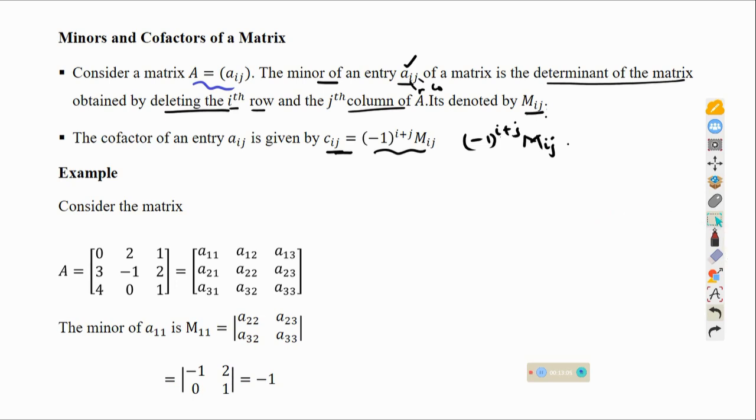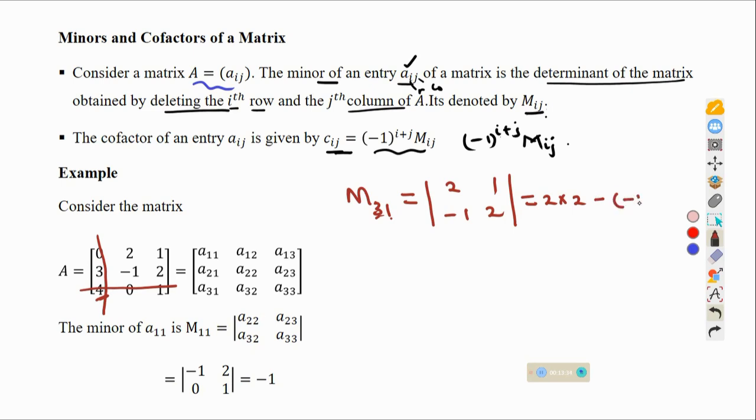So the next will be to get the minor of this one now. So the minor of 3, 1. The minor of 3, 1 will be same as deleting the third row, first column. When you delete that, you remain with 2, 1, negative 1, 2. When you get the determinant, it is 2 times 2 minus negative 1 times 1. This will give us 4 minus negative 1, which will give us a 5.